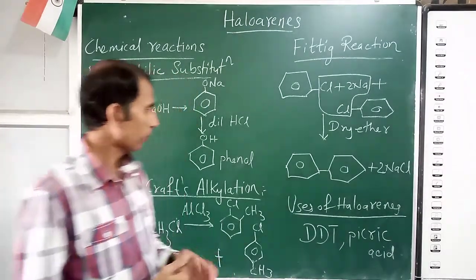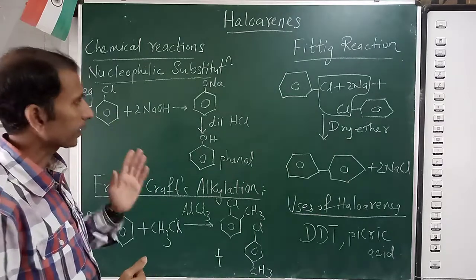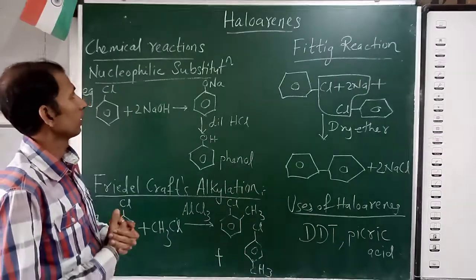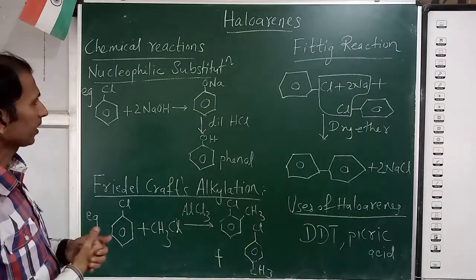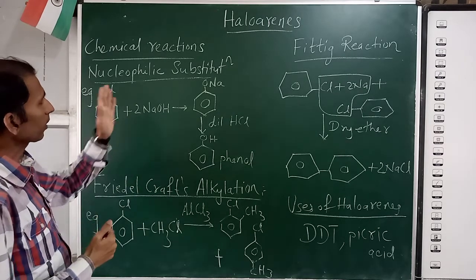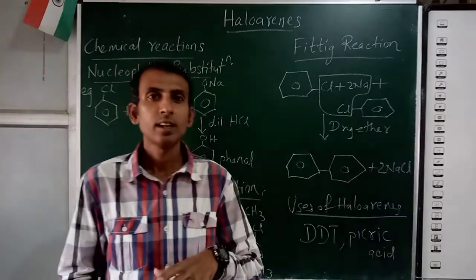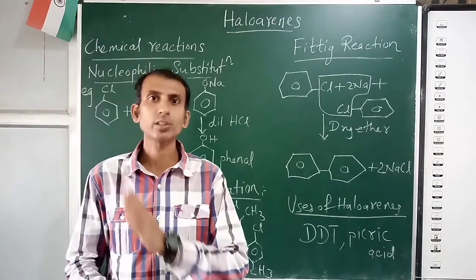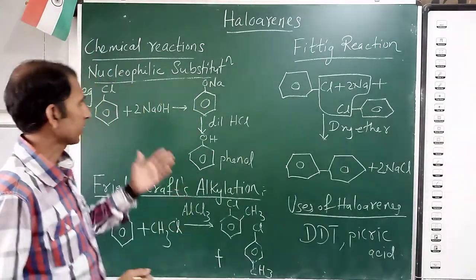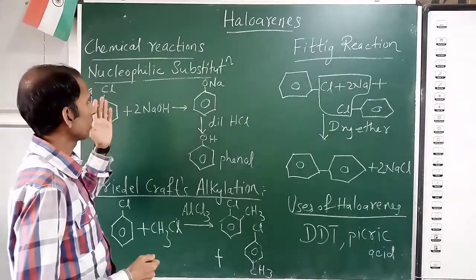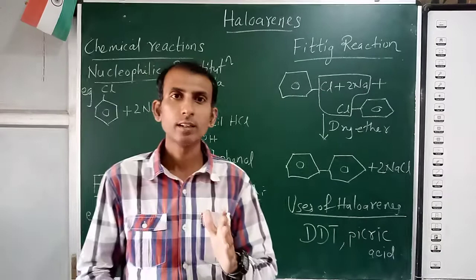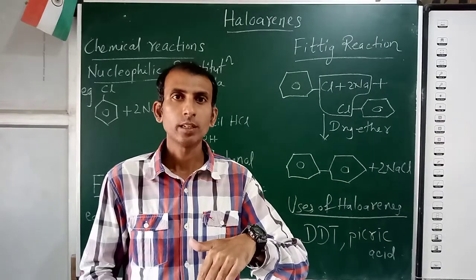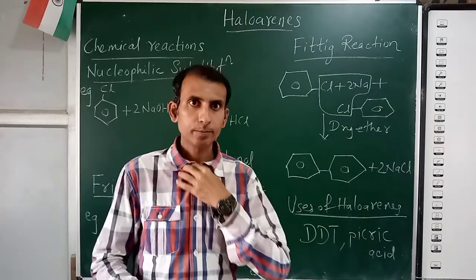So today we have these three main chemical reactions of halogens. The first category in the chemical reactions of halogens is nucleophilic substitution. Now what is the meaning of nucleophilic substitution reaction? The reaction in which a weaker nucleophile is substituted by a stronger nucleophile is called nucleophilic substitution reaction.